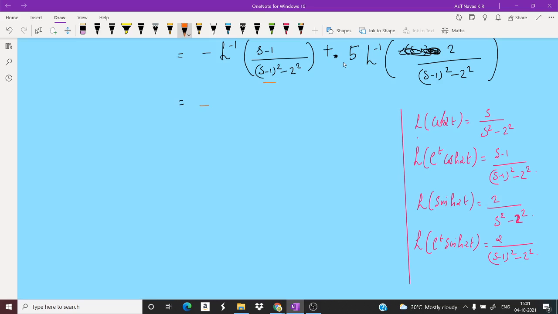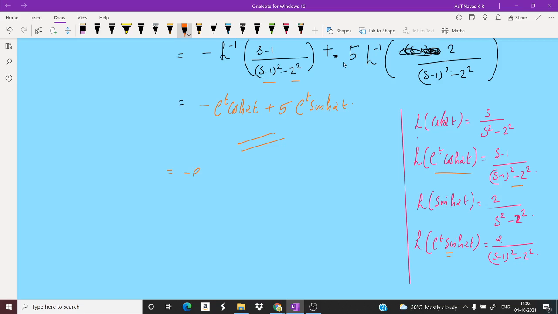So now I can write minus 1 divided by this. This is actually e raised to t cosh 2t plus 5 times L inverse of 2 by this, so this is e raised to t sinh 2t. So this is the answer, or you can simplify this also.